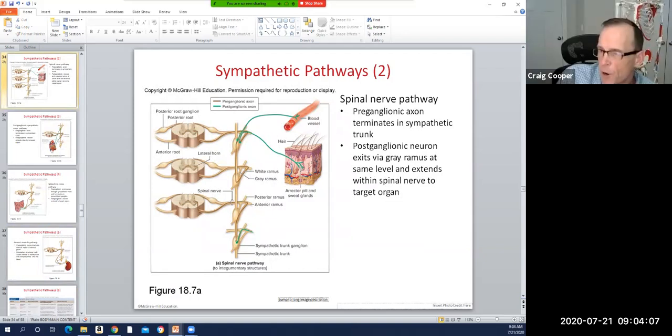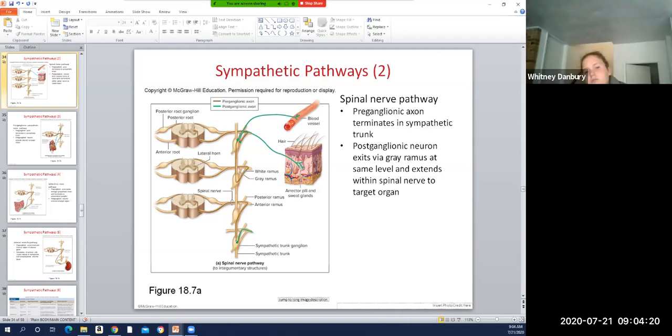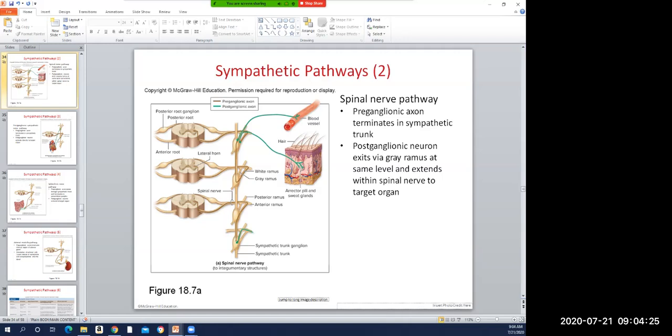Yep. So here's our chain ganglia. So we've got our neuron in the spinal cord in that lateral horn, motor neuron. It's going to send its axon out. It's going to synapse in the ganglia, and then it can go to whichever organ it's trying to cause an effect on.